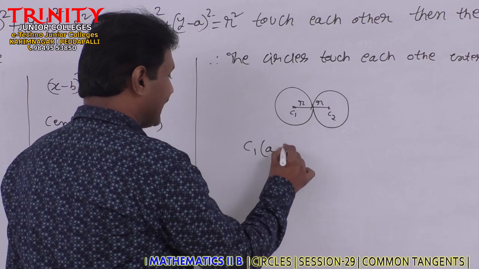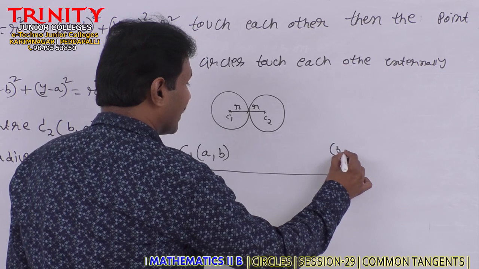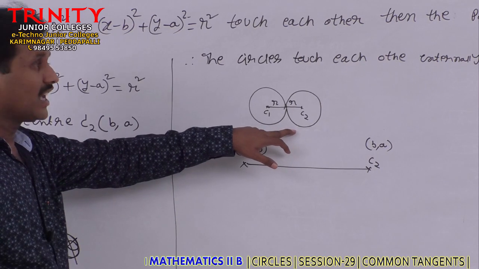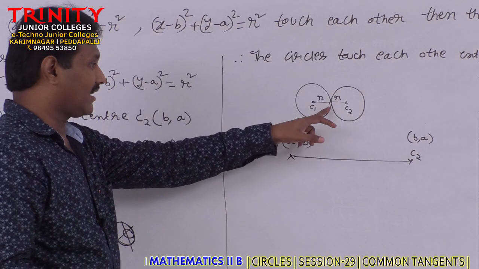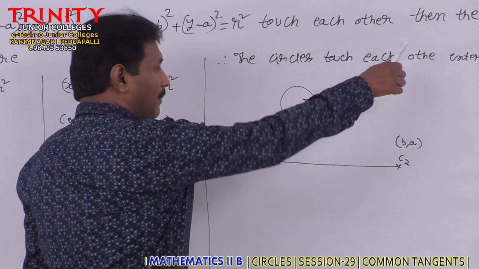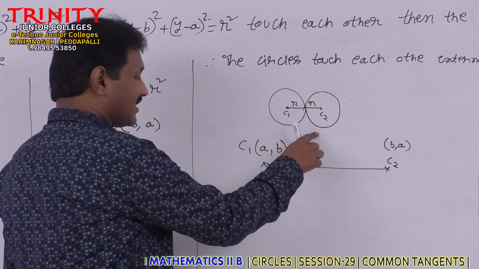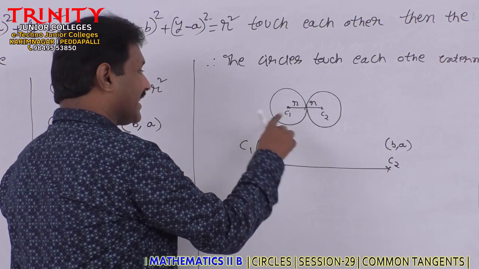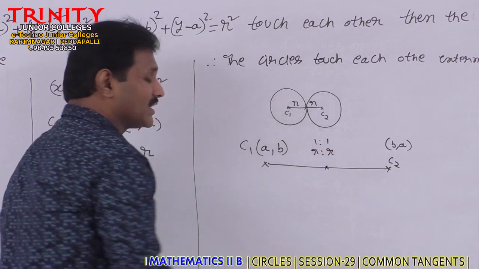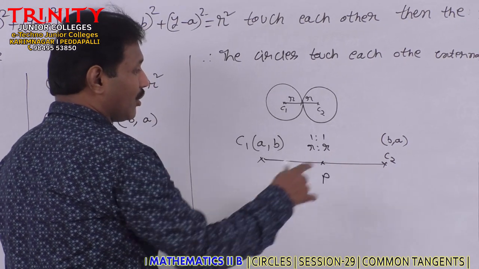C1 is (a, b) and C2 is (b, a). Therefore, when the circles touch each other externally, the point of contact lies between the two centers. That means the point of contact divides the segment C1C2 internally in the ratio R1 to R2, that means the ratio is 1:1. Therefore the point of contact becomes the midpoint of the segment joining the centers.